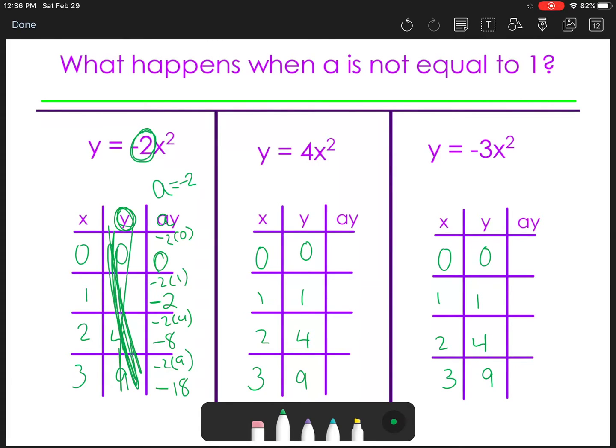So when we were graphing, we would be done with this middle column. We wouldn't care about it anymore. And we would use our x and our ay column to graph. So let's practice just finding this ay column a couple more times before we look at how this helps us with our graph.